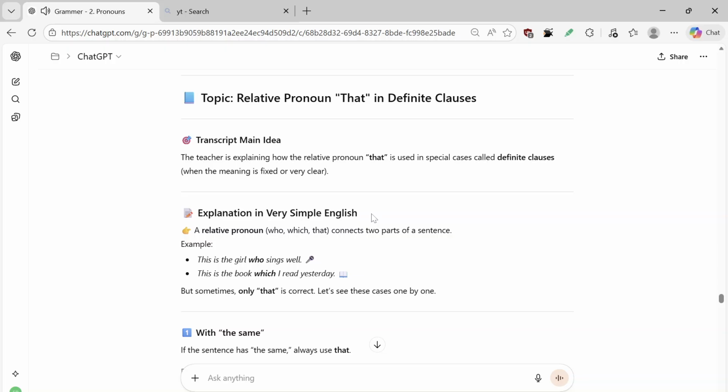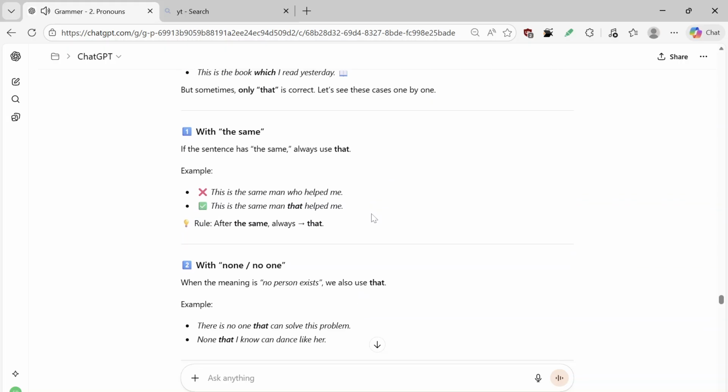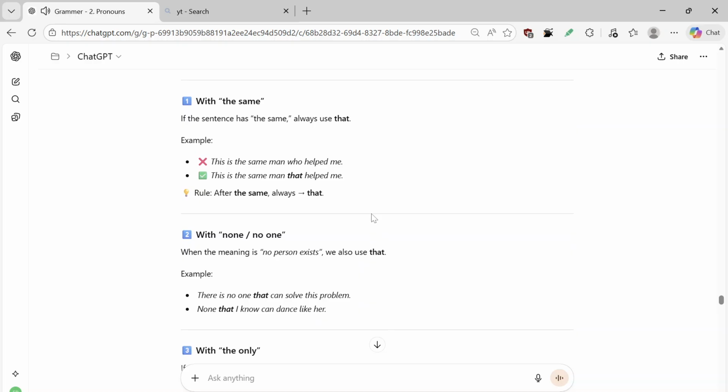A relative pronoun, who, which, that, connects two parts of a sentence. Example: This is the girl who sings well. This is the book which I read yesterday. But sometimes only that is correct. Let's see these cases one by one. With the same: if the sentence has the same, always use that. Example: This is the same man that helped me. Rule: after the same, always that.